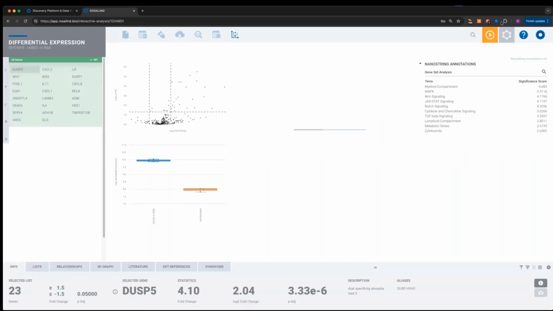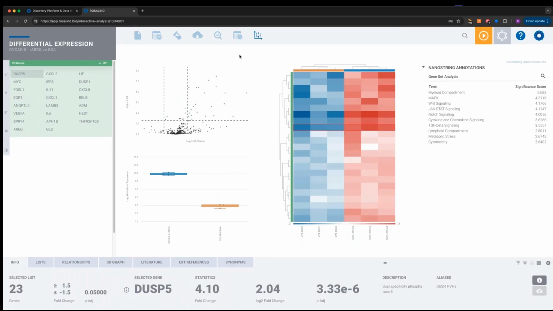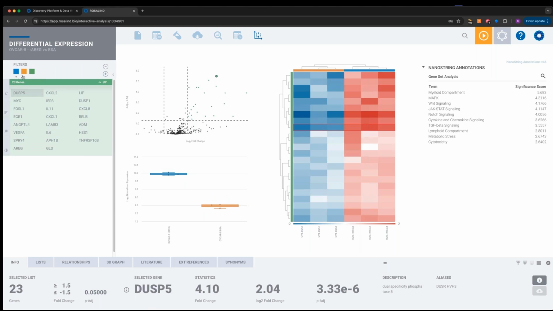So if you're new to the Rosalind platform, let me briefly introduce you to our interactive analysis page here. What we have is a consolidation of our significant results when we perform differential expression analysis. On the left-hand side, we have a list of significant genes. What's really nice in the platform is that we have the ability to very quickly change our statistical cutoffs. If you want to change your p-value threshold from 0.05 to 0.01, or you want to use an adjusted p-value threshold instead of an unadjusted p-value threshold, you can change the fold change thresholds. It's really easy to do in the platform.